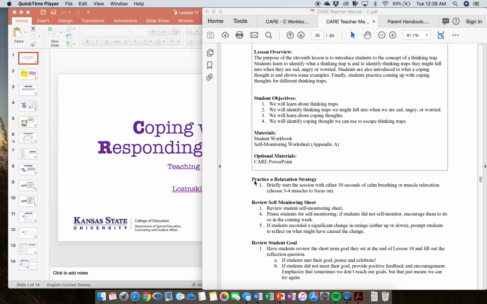Next, go ahead and review that self-monitoring sheet that students have been filling out every day. Make sure you're praising students for filling it out, talking about any significant changes in the ratings, and you can also spend some time maybe giving students suggestions on skills and strategies that we've been teaching throughout the CARE program that maybe they could use in their classroom to help them with those situations if they're not seeing a lot of change.